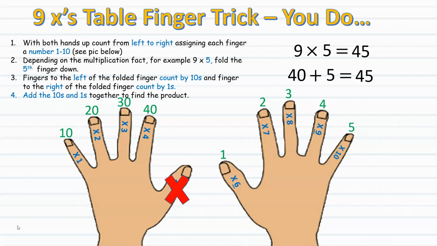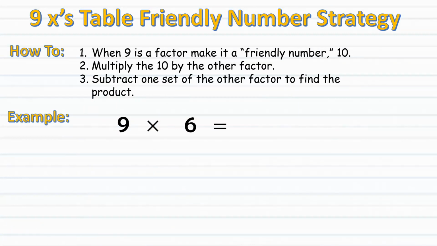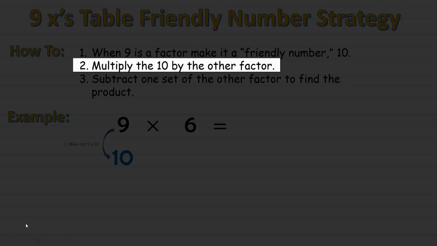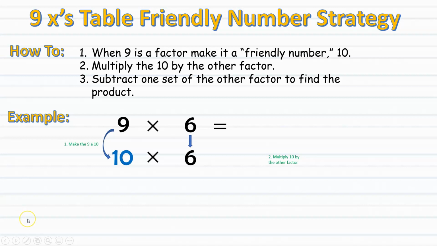Okay, now, are you ready for our next strategy? Well, let's begin. This next strategy is all about using friendly numbers. You may be thinking, what is a friendly number? A friendly number is a number that is easier to add on and count by mentally. In this case, we're going to be using 10 as our friendly number. This is how it works. When 9 is a factor, we're going to substitute it with the friendly number of 10. Then we're going to multiply it by the other factor. So in this example, instead of multiplying 9 times 6, we're multiplying 10 times 6, which is 60.